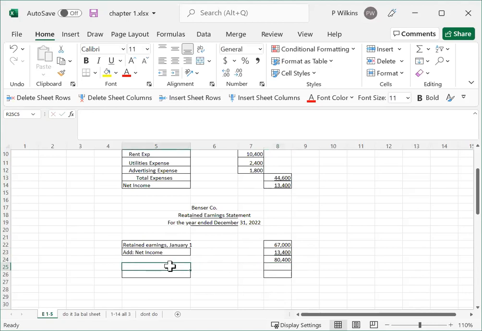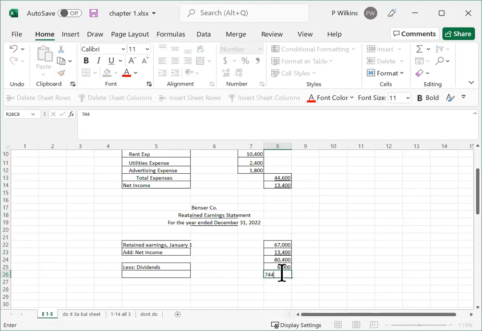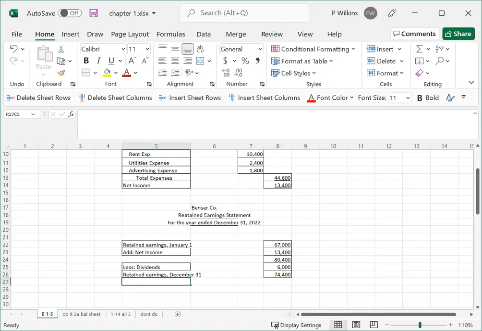The next line you're going to do is you're going to type the words less dividends. Okay. And in this case, the dividends are $6,000. So you're going to list the dividends of $6,000. So now it says less. So you're going to take the $80,400, you're going to subtract the $6,000, and that's going to give you $74,400. And that number is called your retained earnings for December 31. So the retained earnings at the end of the period.